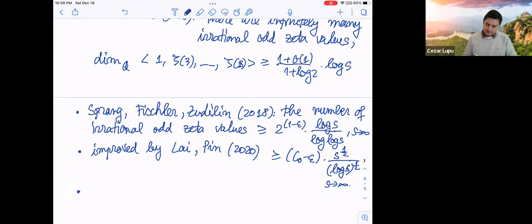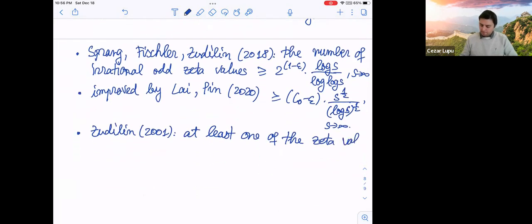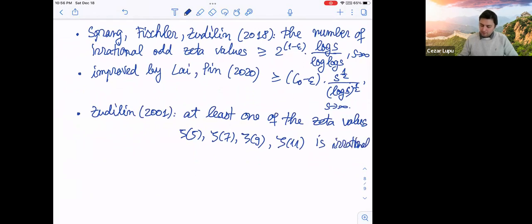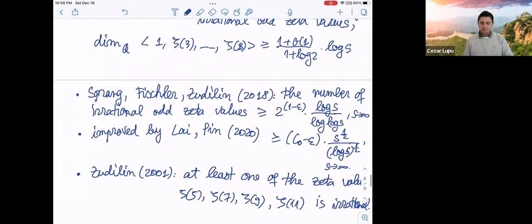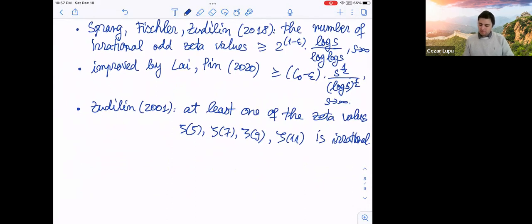And then there is another result which is worth mentioning. This is Zudilin's result back in 2001, which basically says that at least one of the zeta values zeta of 5, zeta of 7, zeta of 9, and zeta of 11 is irrational. This is basically the state of the art in terms of rational, irrational zeta values. But the ultimate goal will be the following.